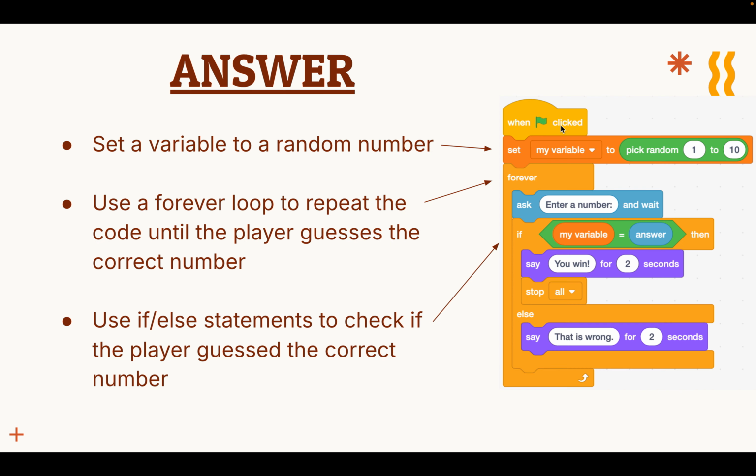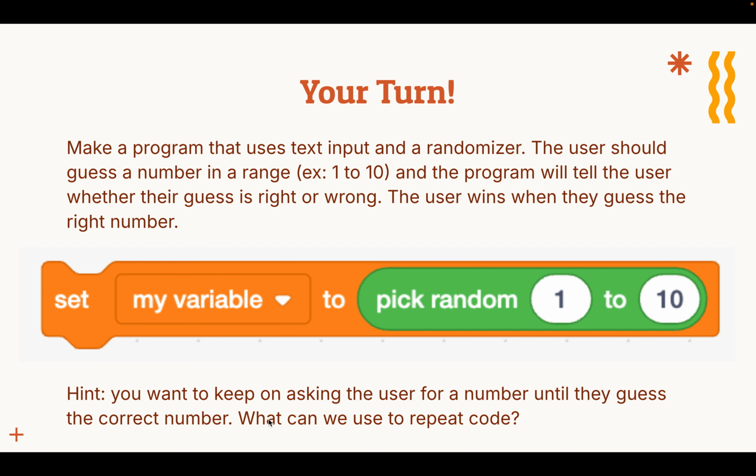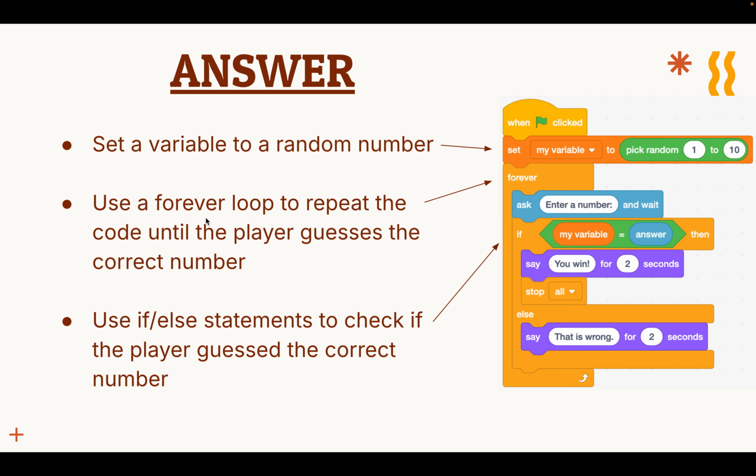We can start off with the when flag is clicked block, and then set a variable. The variable can be called whatever you want it to be called. We're going to set that variable to pick random number between 1 and 10. So every time we run the program, this variable is a random number between 1 and 10. Next, we want to use a forever loop. This is the answer to the hint I gave you guys, where I asked you what can you use to repeat code. You want to use a forever loop to repeat code until the player guesses the correct number.